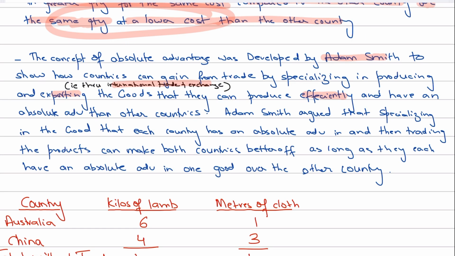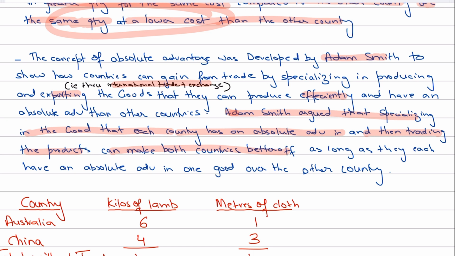So guys, Adam Smith basically argued, and I want you all to pay very close attention to this, that specializing in the good that each country has an absolute advantage in, number one, and then trading the product with the other country, which does not have an absolute advantage in it, can make both countries better off, which means that there would be gains from trade. So the post-trade position would be better than the pre-trade position, and we'll see an example in the next video as well. How does this work?